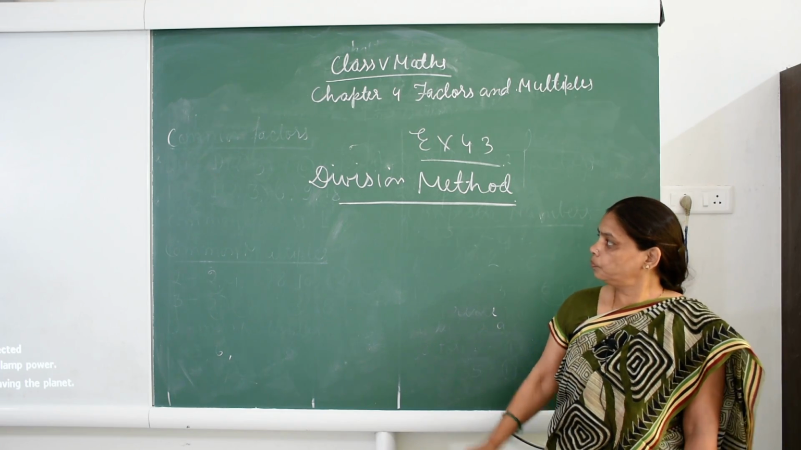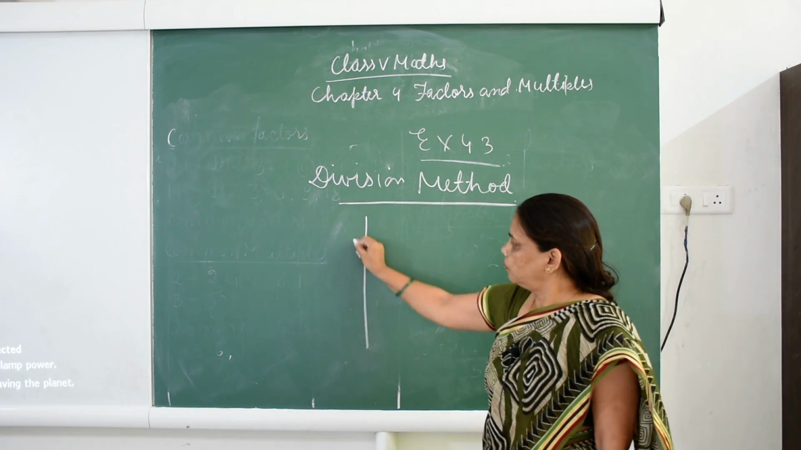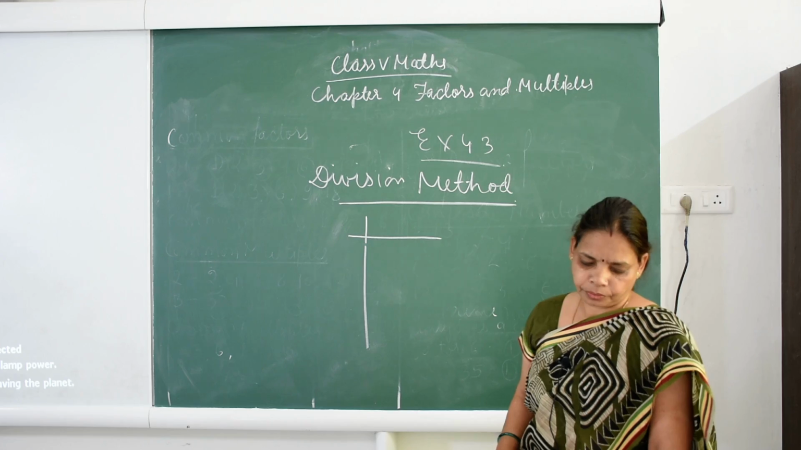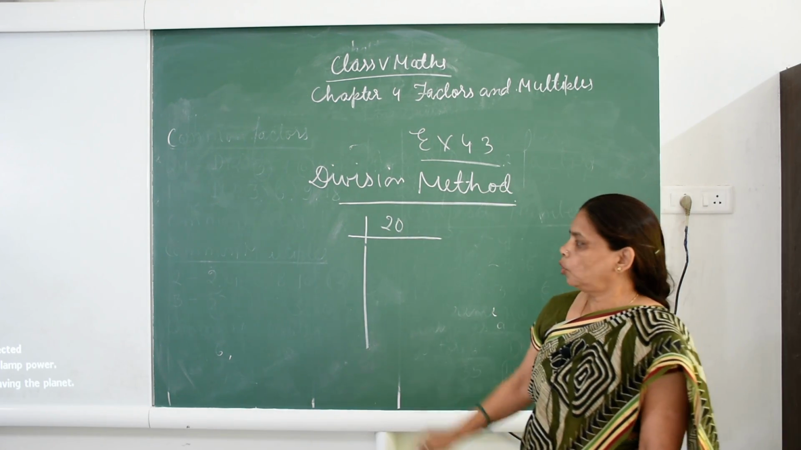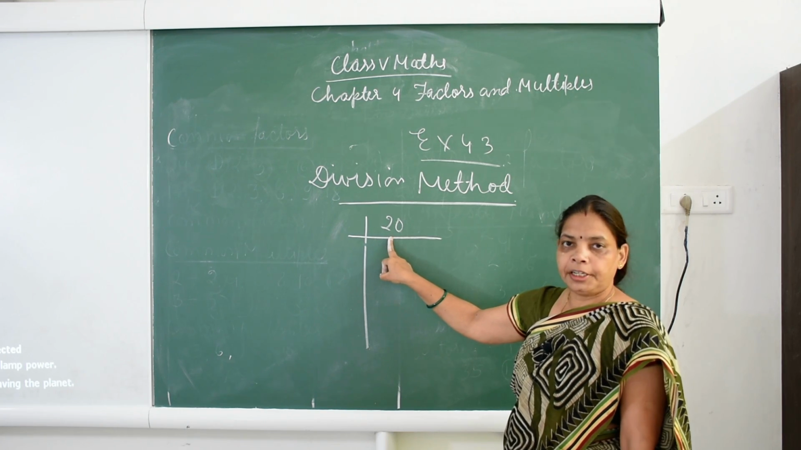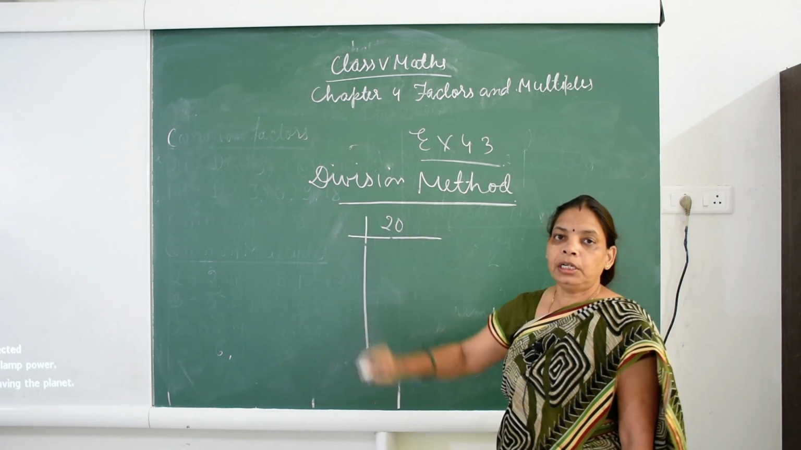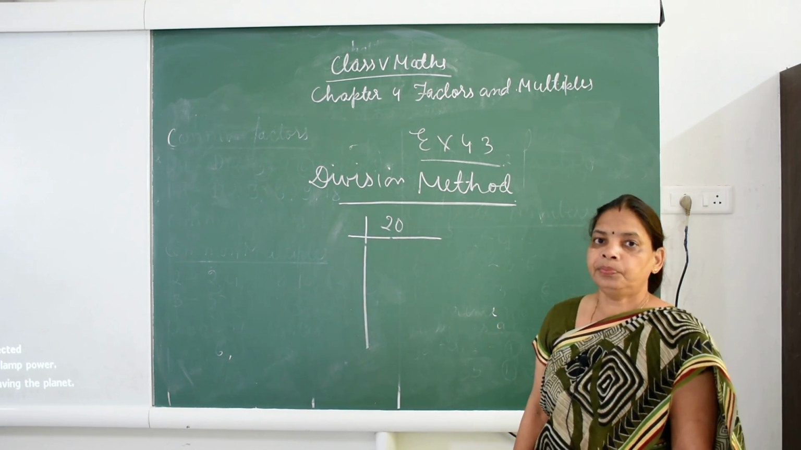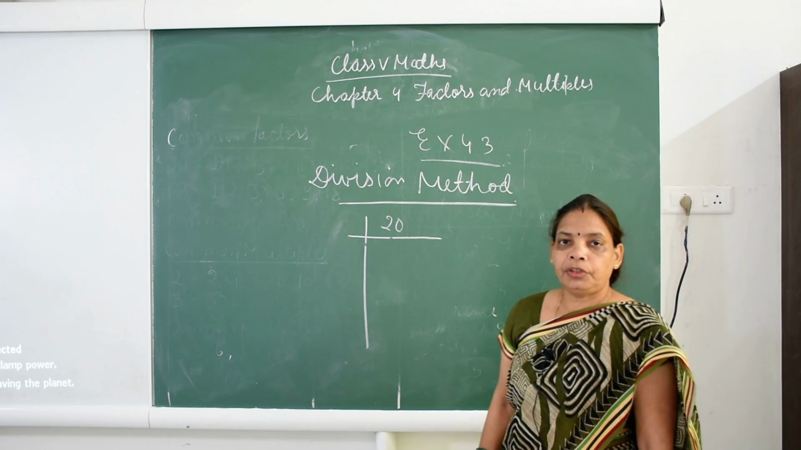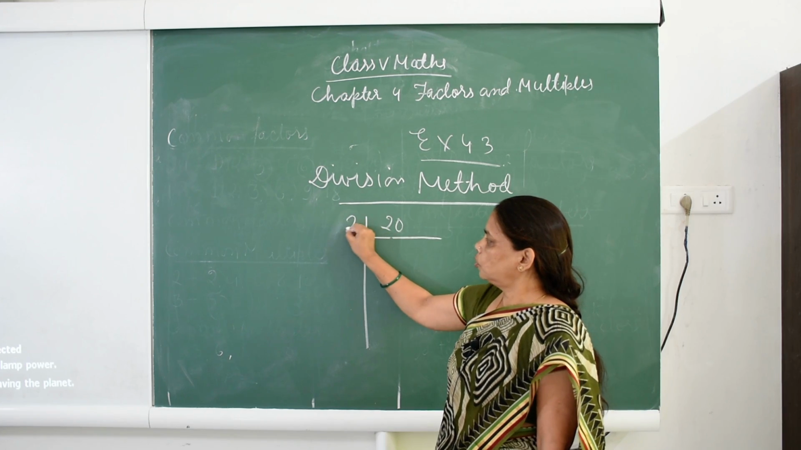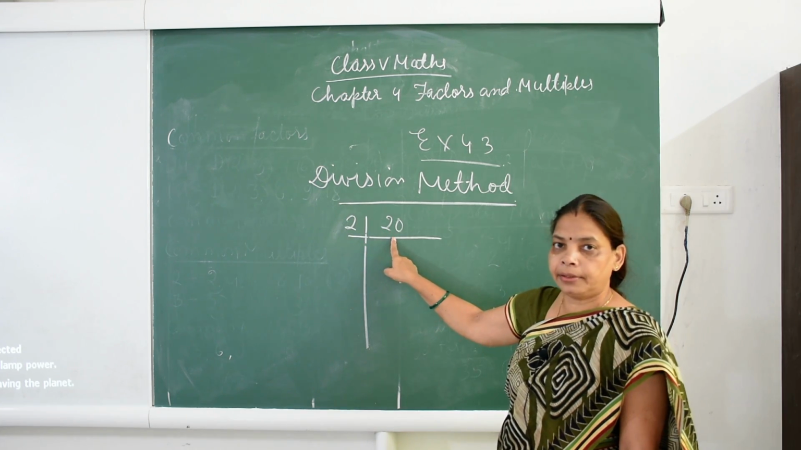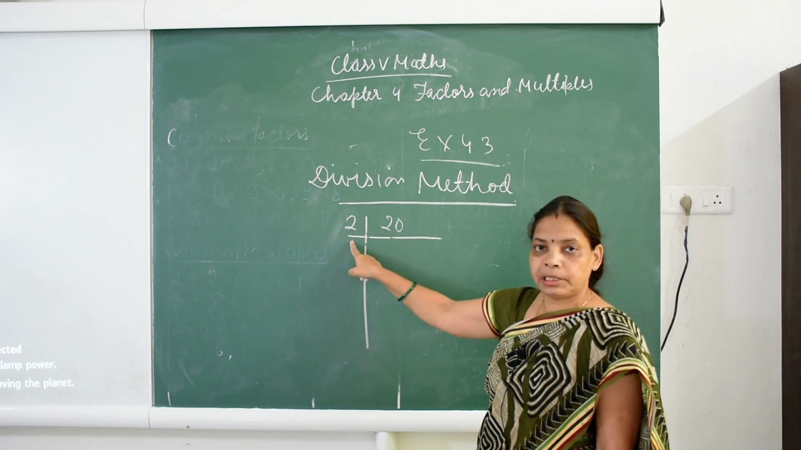So children, division method. 20. So we divide this 20 by 2. To find the prime factors by the division method, first we start from 2. 2 is a prime number, so it is easily divisible by 2. 20 is easily divisible by 2.